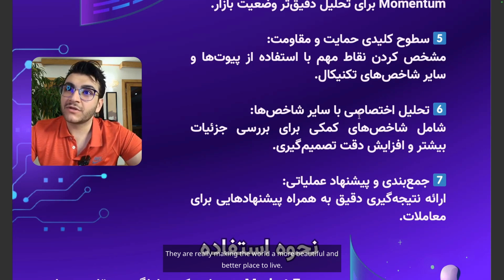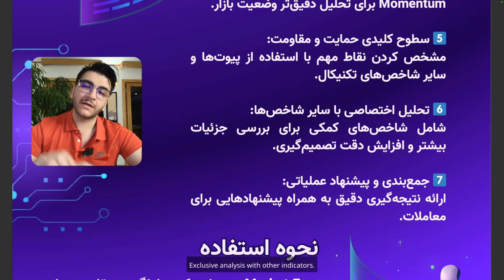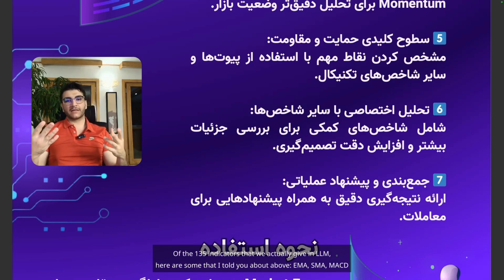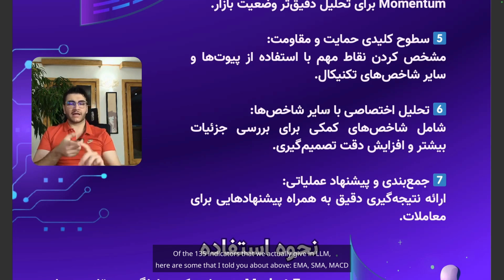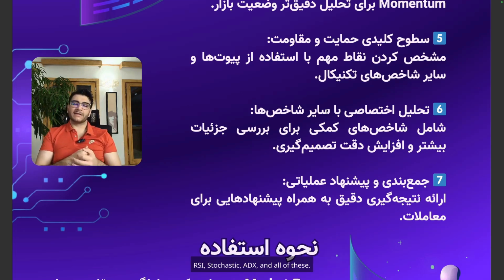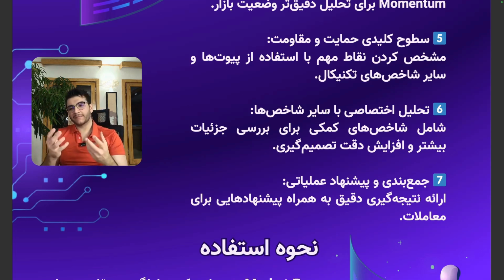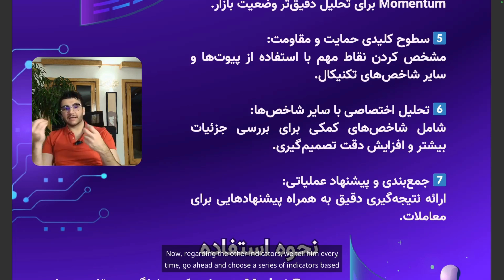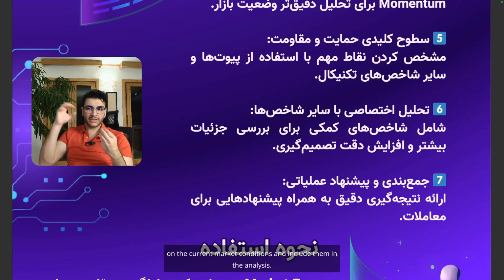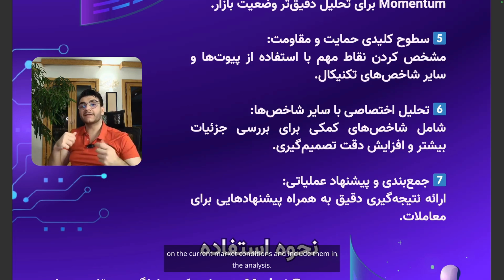Exclusive analysis with other indicators. Of the 135 indicators that we give to the LLM, here are some that I told you about above: EMA, SMA, MACD, RSI, stochastic, ADX, and all of these. Regarding the other indicators, we tell it every time to choose a series of indicators based on the current market conditions and include them in the analysis.